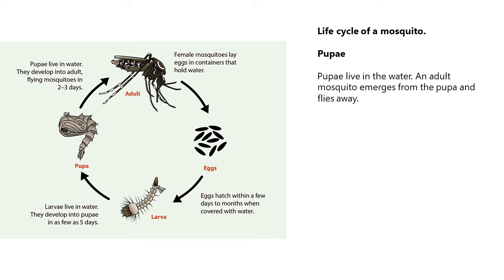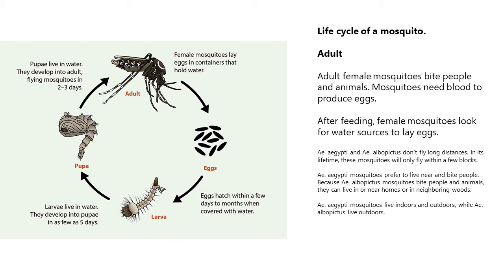Pupae live in the water. An adult mosquito emerges from the pupa and flies away. Adult female mosquitoes bite people and animals. Mosquitoes need blood to produce eggs. After feeding, female mosquitoes look for water sources to lay eggs.